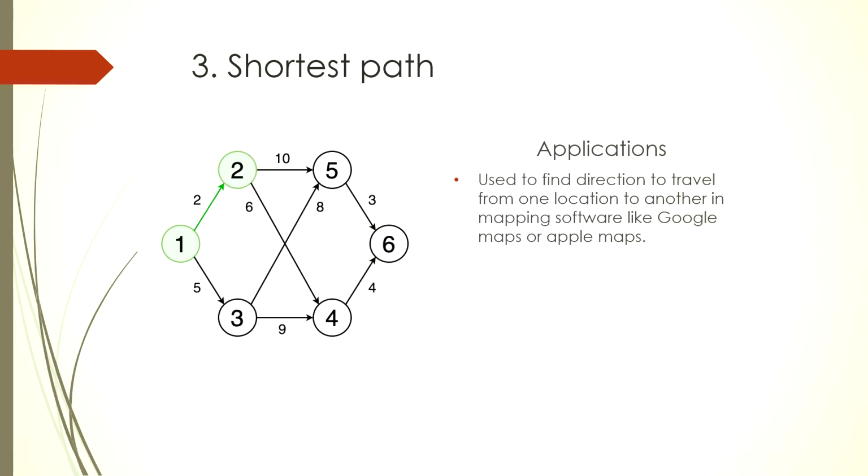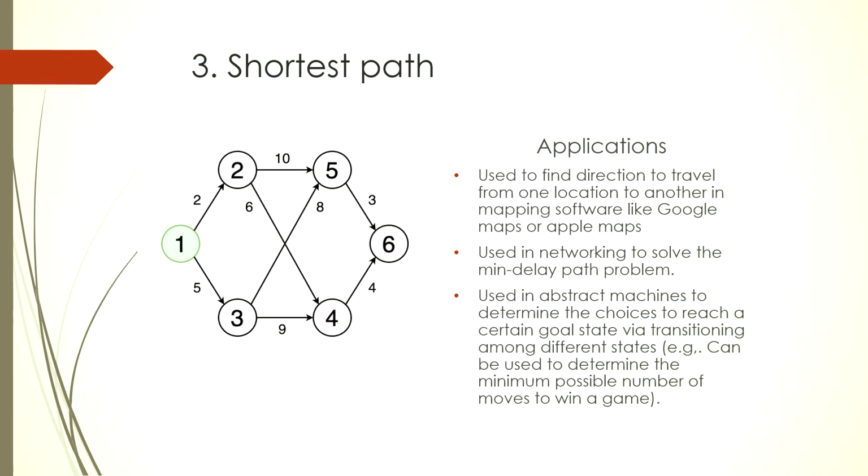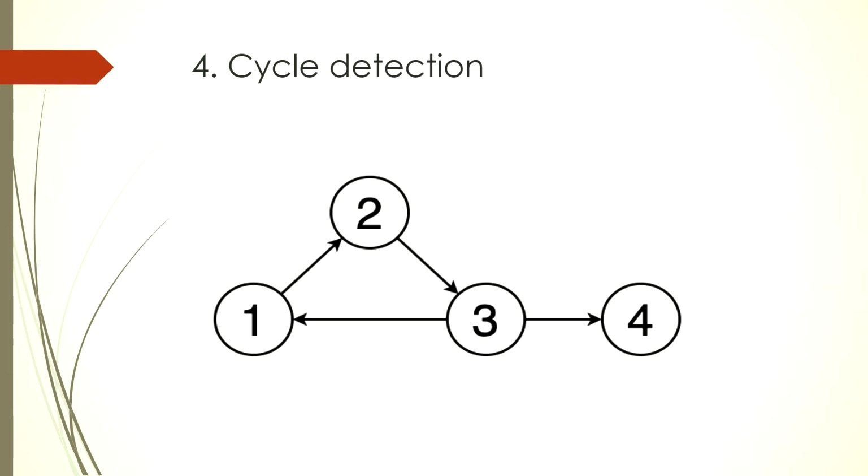Applications: used to find directions to travel from one location to another in mapping software like Google Maps or Apple Maps. Used in networks to solve the minimum delay path problem. Used in abstract machines to determine the choices to reach a certain goal state via transitions among different states. Can be used to determine the minimum possible number of moves to win a game.